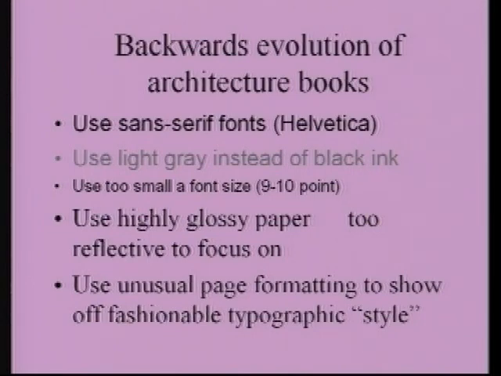Nevertheless, we notice the backwards evolution of architecture books. They use sans serif fonts like Helvetica. Helvetica is not as easy to read, and every person working in optics and visual recognition knows that, and you can read several books on that. A backwards evolution is to use light gray ink instead of black ink, because it reduces the contrast. Another trick is to use too small a font size, because it strains the eyes. Another one is to use highly glossy paper. It is too reflective to focus upon. And yet another is to use unusual page formatting so as to show off a fashionable typographic style.